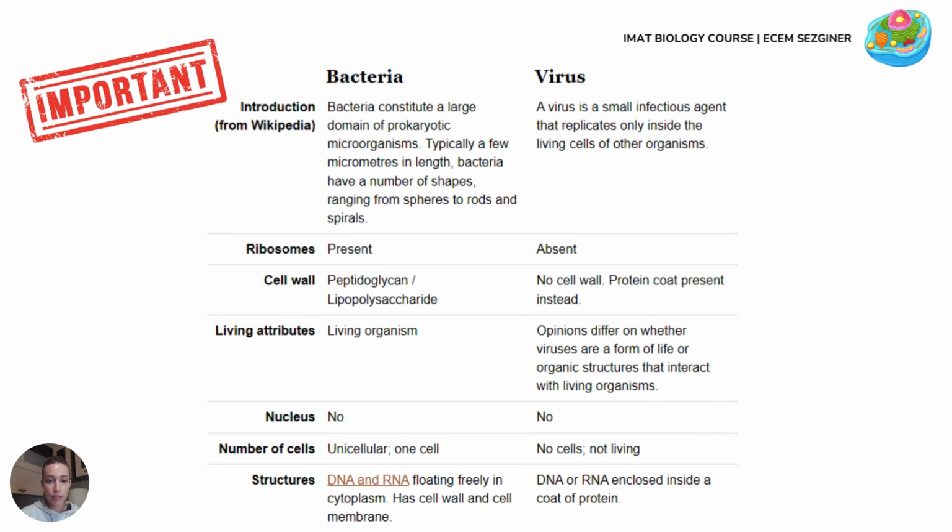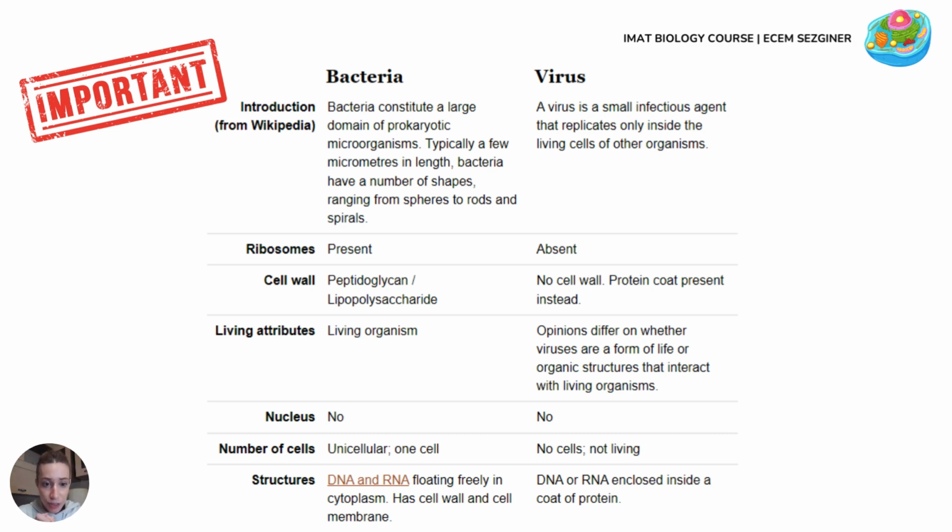So you can check their definitions. Since we just covered them, I'm not going to read that part again. Bacteria can have ribosomes. Viruses do not. A cell wall is present in bacteria as they are prokaryotes, obviously. Viruses do not have a cell wall, but they have a capsid. Bacteria are considered living organisms, and viruses cause infections.